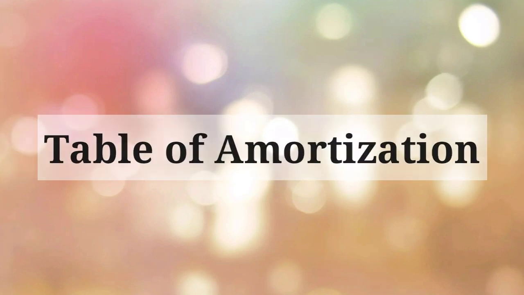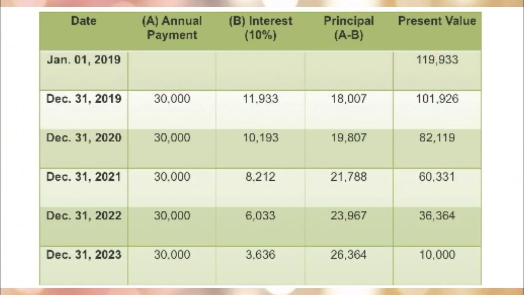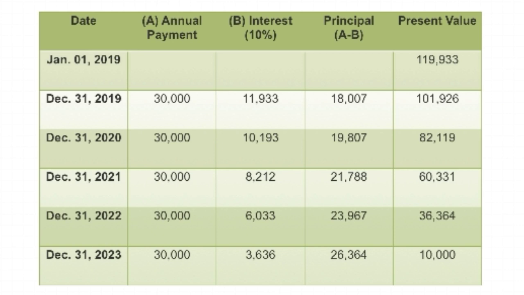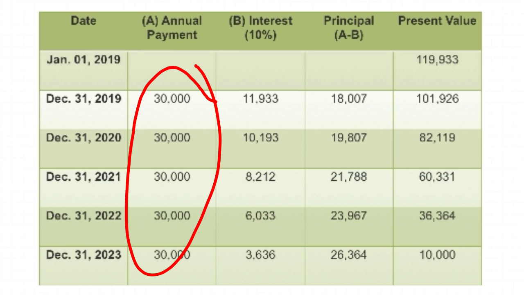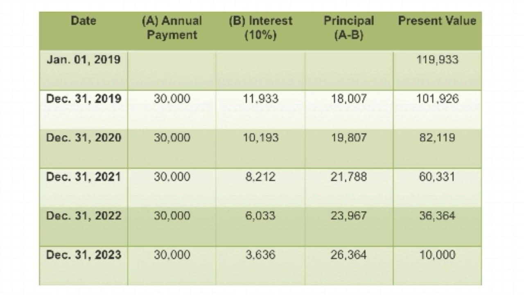Table of amortization. On January 1, 2019, the present value of our lease receivable is equal to 119,933, and our annual payment is equal to 30,000 payable at the end of each year. Tapos para makompute ulit yung interest at the end of each year, i-multiply lang yung current present value ng lease receivable sa given implicit interest rate, which is 10% sa problem natin.